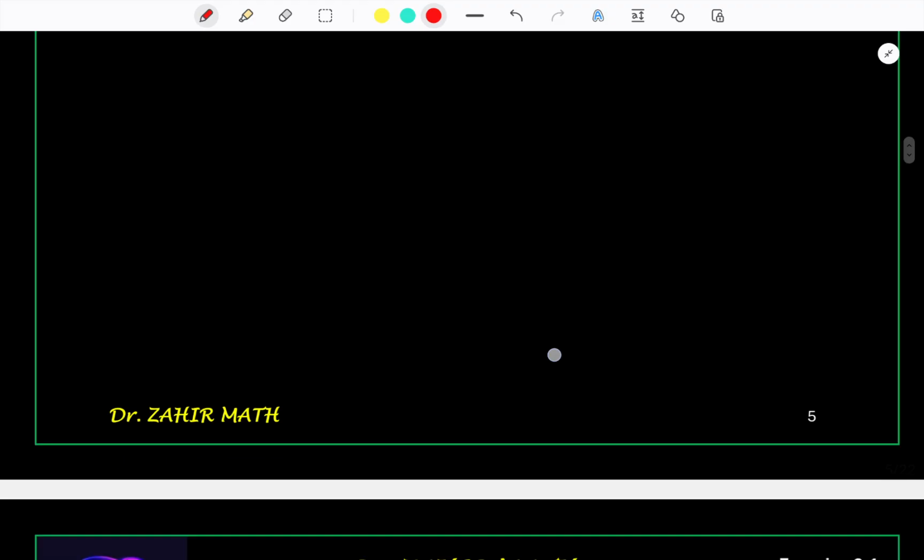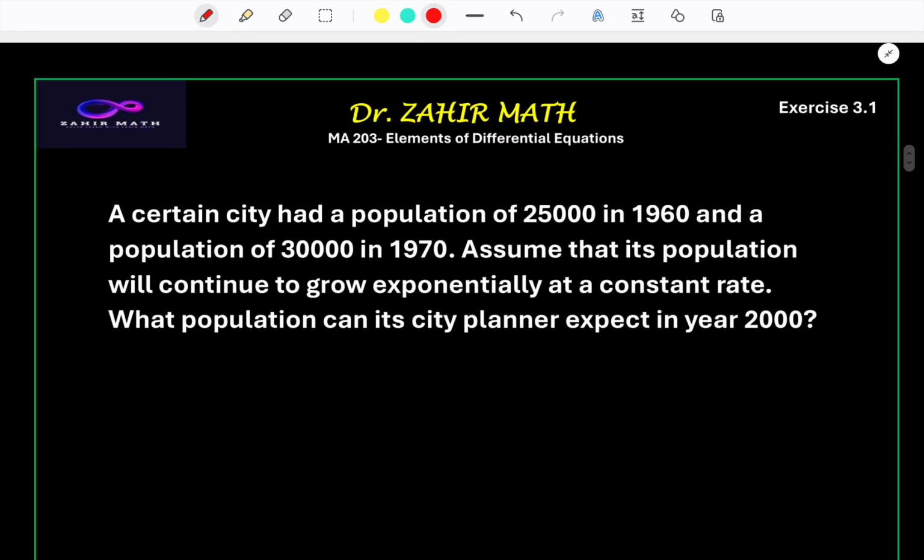Let's do some more practice questions. Okay, right. Let me give you one more question in this. I've also taken this question from the book.